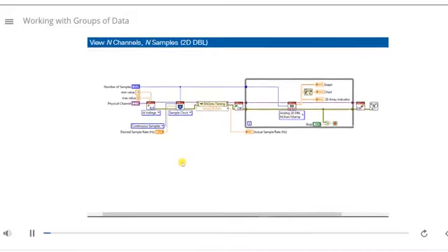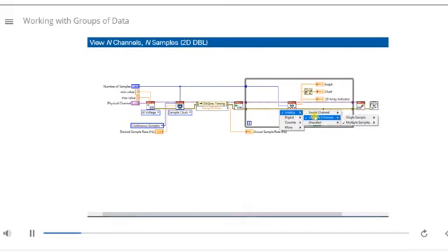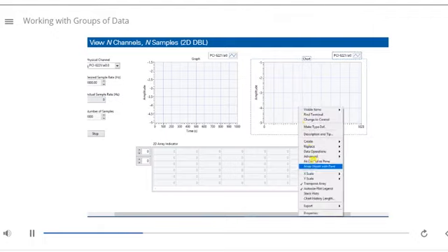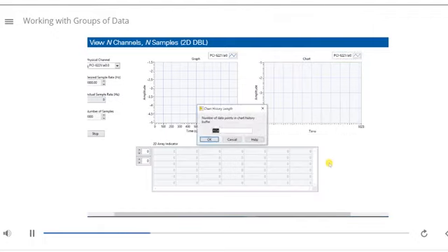This VI acquires and displays n-channel n-sample data type as a 2D DBL array. Notice that the DAQmx Read is configured for multiple channels, multiple samples, and a floating point data format. I can visualize this data as a regular 2D DBL array indicator or in a chart indicator, which shows a history of data written to the chart. To configure how much historical data a chart can show, right-click it and select Chart History Length and change it.